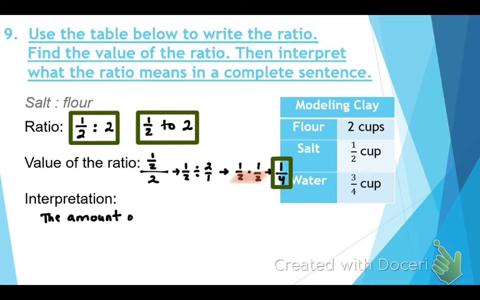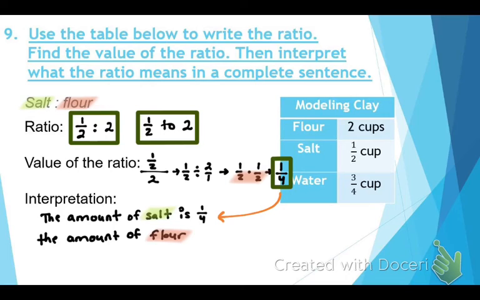This is what Halen said. The amount of salt is 1/4 the amount of flour. Notice what she did. We compared the salt first, so she put that first in her interpretation. We compared the flour second, so that went second in her interpretation. And you're interpreting what in the world this value of the ratio means. And that's why she put it in there. Everyone, let's read her interpretation together. The amount of salt is 1/4 the amount of flour.